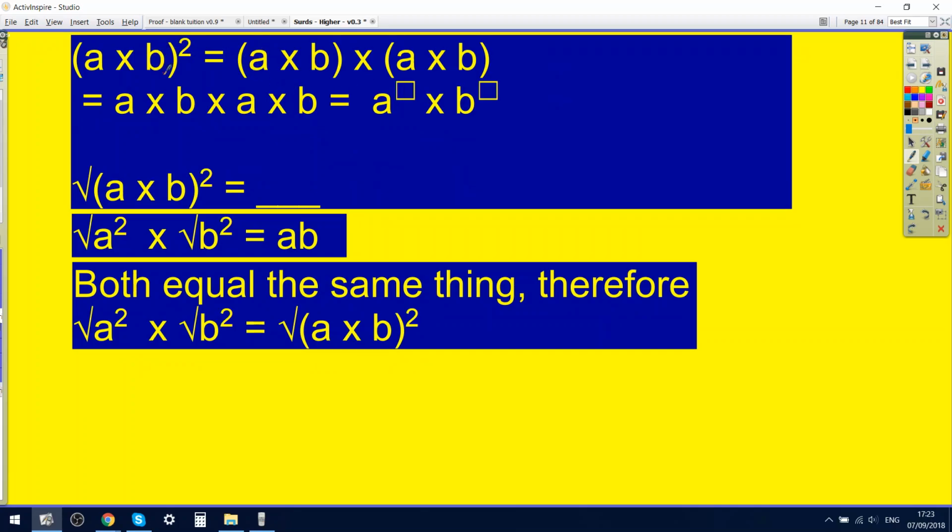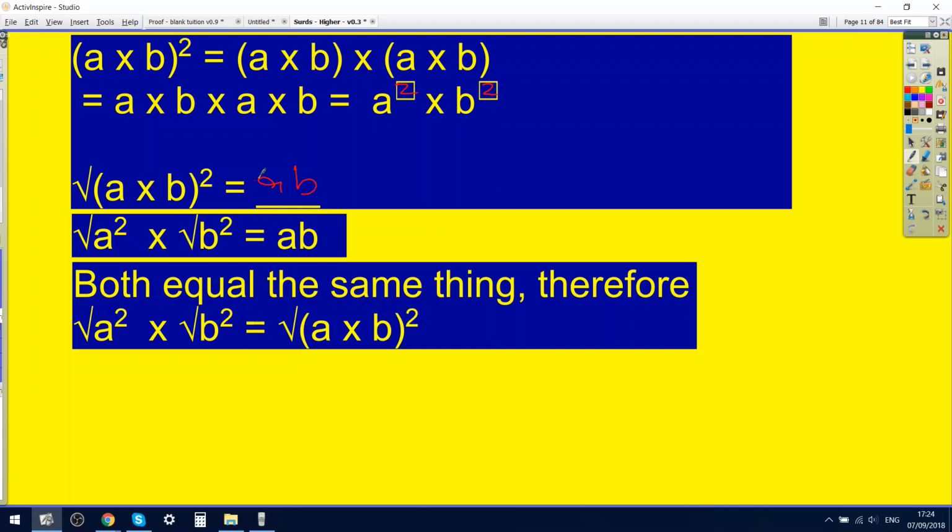What would you get for this one up the top? A times B all squared. So that's the same as A times B times A times B. A to the power of 2 times B to the power of 2. Yeah. And what would you get here? The square root of A times B squared. A times B. Yeah, I'll just write it as AB for short.